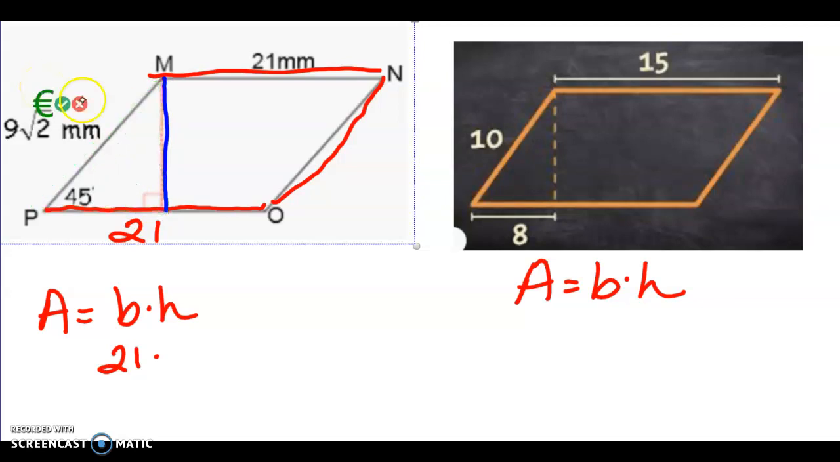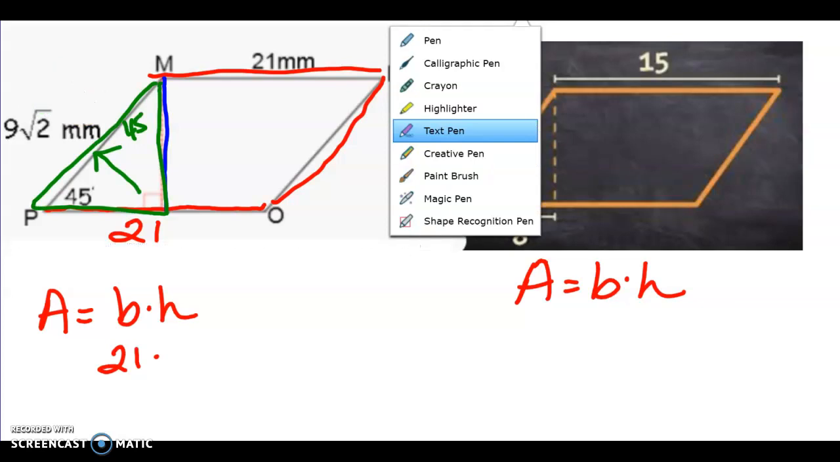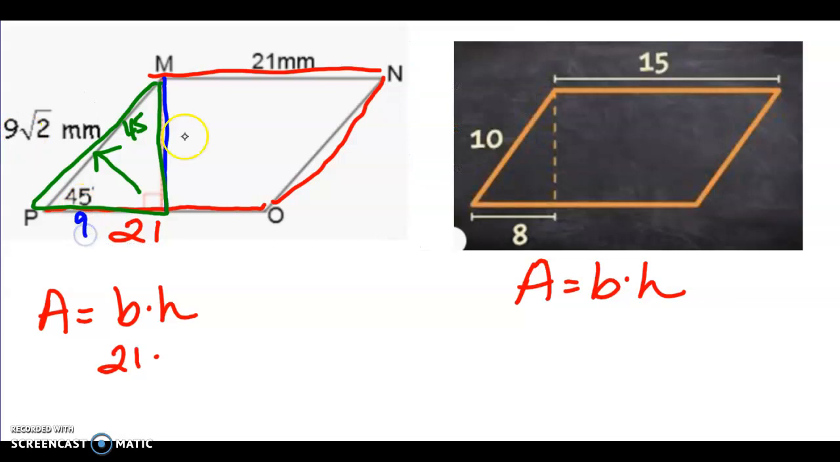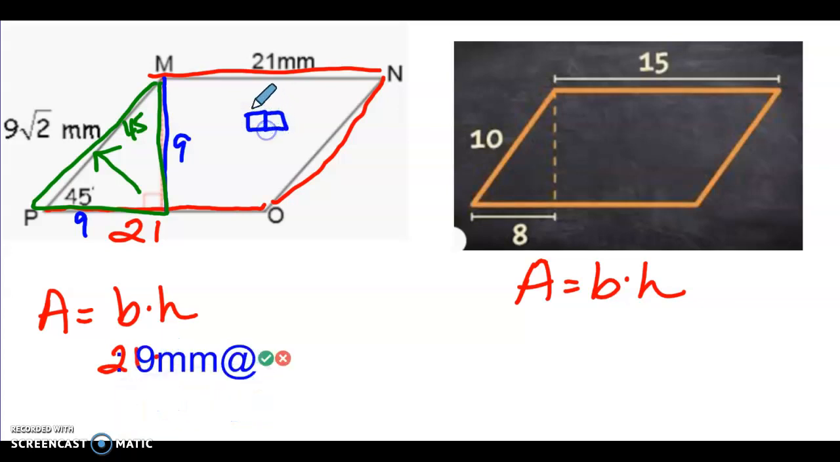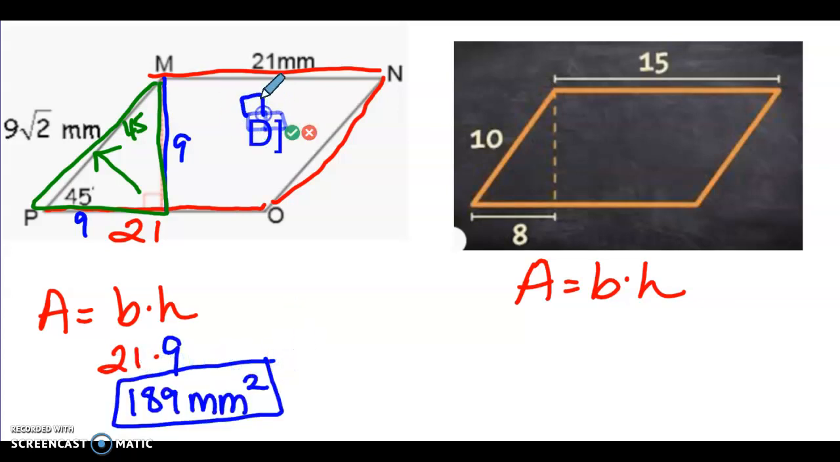So hopefully you guys are remembering our 45-45. And if that's 9 square root 2, then this one would be 9 and this one would be 9. So my height will be a 9. And 9 times 21 is 189. And it is always units squared, so millimeters squared. And again, what does that mean? It means there is 189 1 millimeter by 1 millimeter squares in this picture, if I were to sit and draw all 189 1 millimeter by 1 millimeter squares.